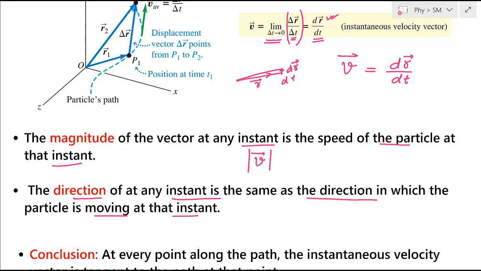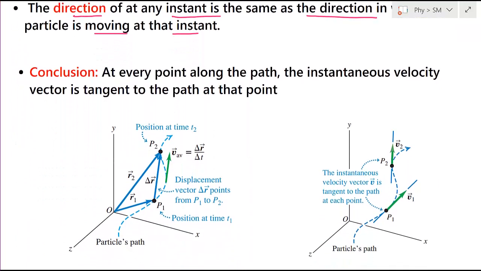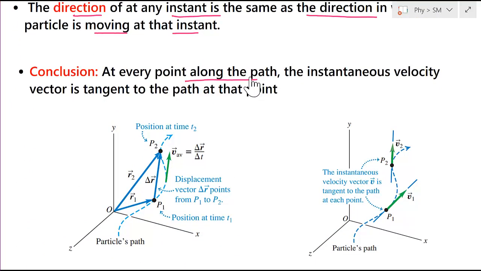So when we want to find what is the direction, then this is simply the direction of motion of the particle, that is the instantaneous velocity direction. So if you want to find the direction, you have to see simply in which direction the object is moving, in which direction the particle is moving. That will give you the direction of instantaneous velocity. So to conclude, at every point along the path, the instantaneous velocity vector is a tangent to the path at that point. So this is important.